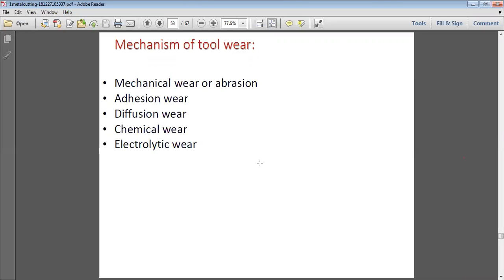Then the third one is your diffusion wear. Diffusion happens at high temperature zones, when there is a region of high temperature, there is a rapid increase in the temperature. Both the materials of the tool and the workpiece start diffusing into each other, and due to diffusion, erosion of the cutting tool also takes place.